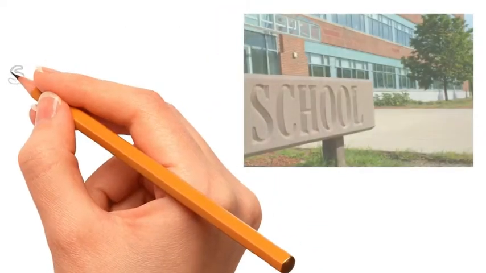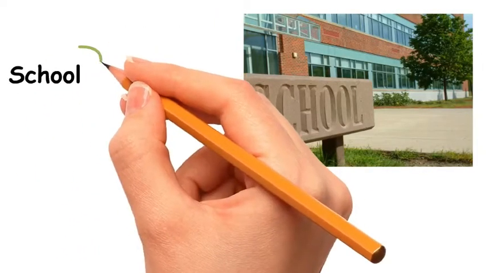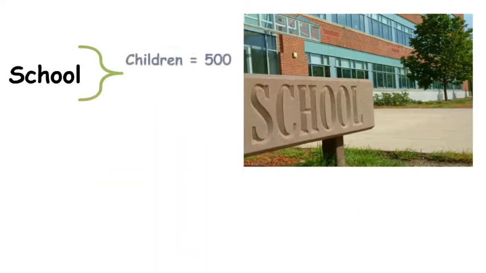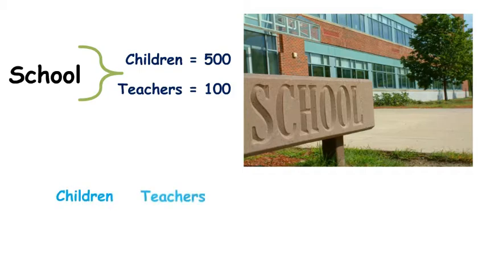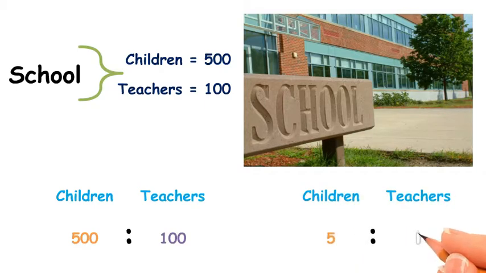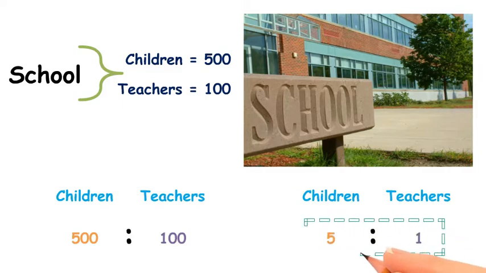Let's start with the problem. In a school, there are 500 children and 100 teachers. What would be the ratio of the children to the teachers? The ratio of the children to the teachers is 500 is to 100. But the final answer, or the simplest answer, is 5 is to 1. Today, we will learn how we get the simplest answer.